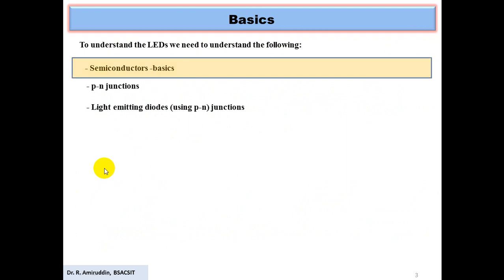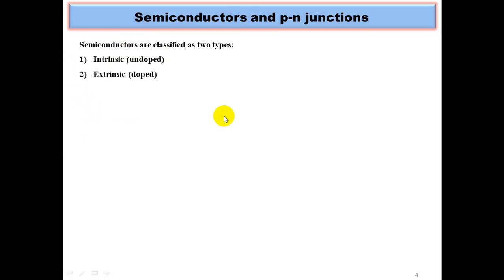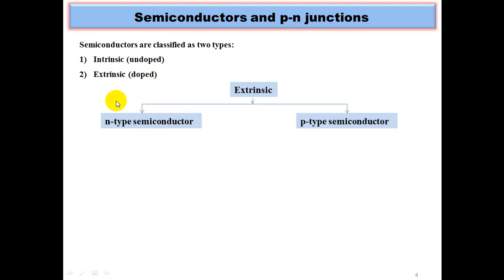So to understand LEDs we have to revise some basics based on semiconductors and P-N junctions, and then we will discuss how these P and N junctions are applicable towards light emitting diodes. Semiconductors, as you know, are broadly classified into two types: intrinsic, undoped semiconductors, and extrinsic, doped semiconductors. And extrinsic semiconductors again have two broad classifications, N-type and P-type semiconductors.